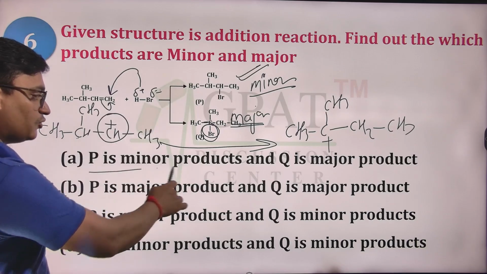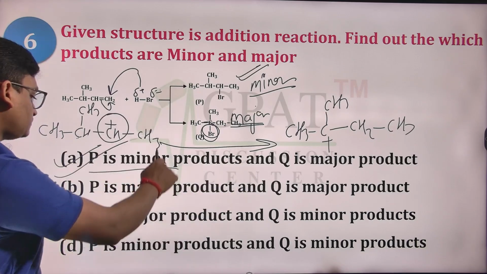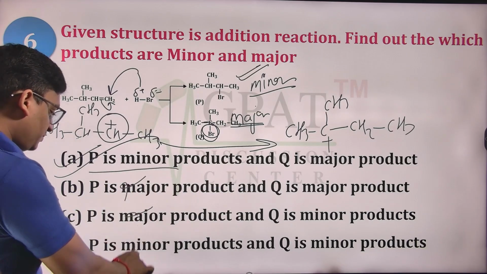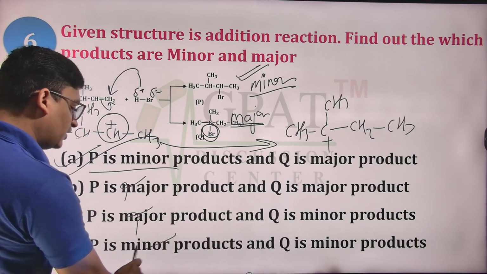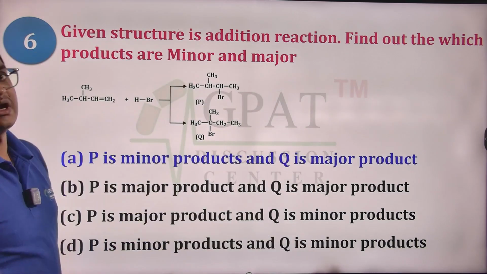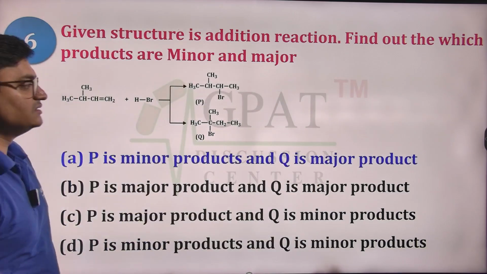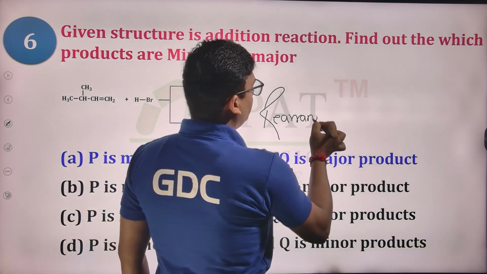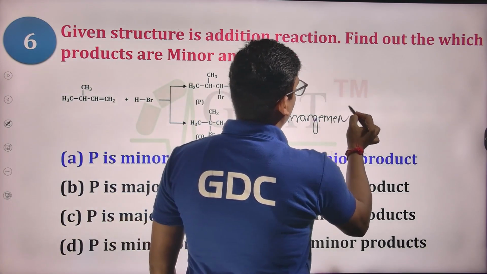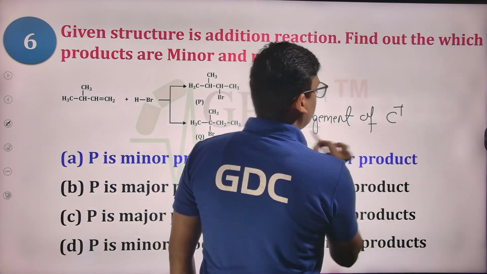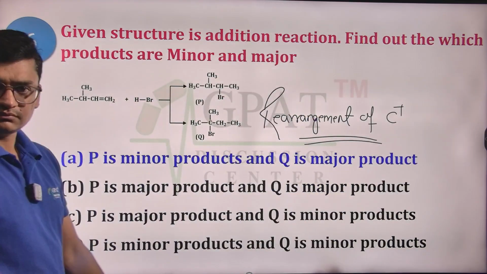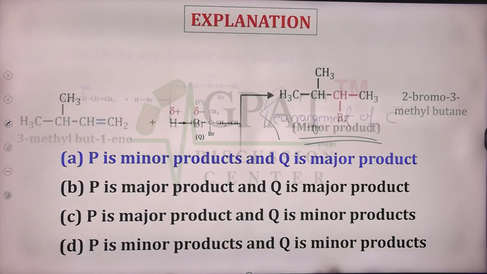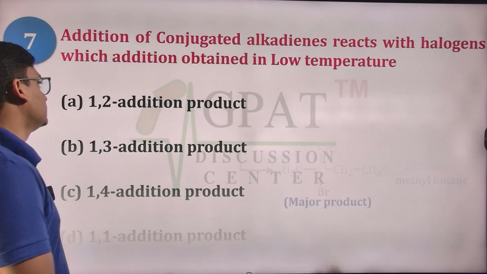So P is minor, Q is major, so both cannot be minor. A is your right answer. So this was totally based on the concept of rearrangement of carbocation.